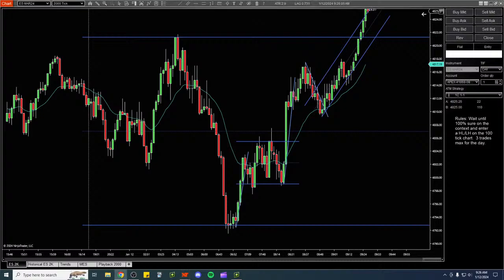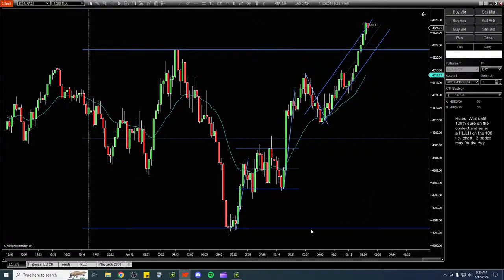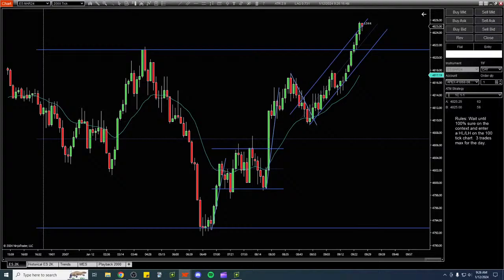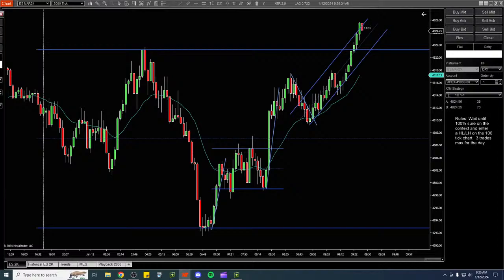Okay, so I'm doing something a little bit different today. Instead of trading just good signal bars off the EMA, I'm going to wait until I'm completely sure about the context, and then I'm going to look for a higher low or lower high on the 100 tick chart. And you might be saying, okay, why are you doing that?